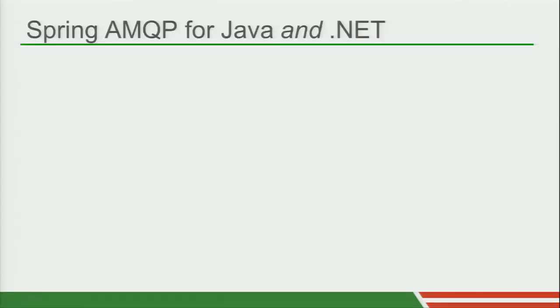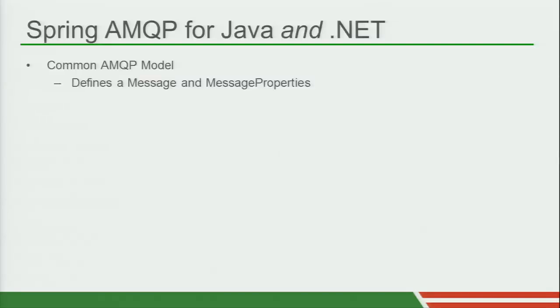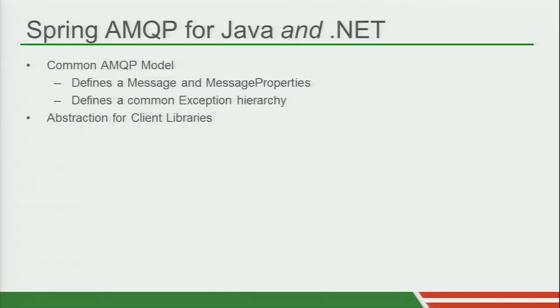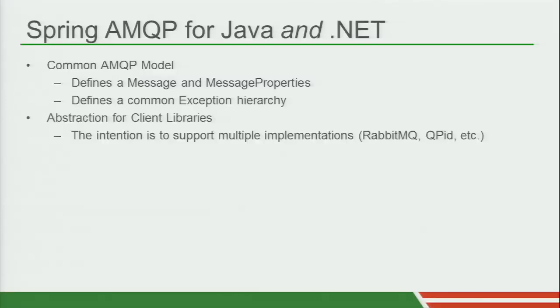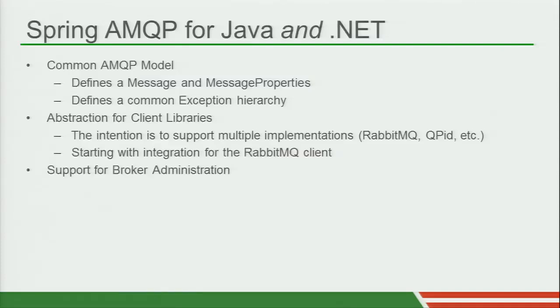So let's talk about AMQP briefly. Spring AMQP offers support for both Java and .NET. A common AMQP model. We define messages and message properties, of course, common exception hierarchies, abstraction for client libraries. Ultimately, on the .NET side at least, we plan to support more than just RabbitMQ, but for the time being, that's what our focus is. We're starting with integration for RabbitMQ.